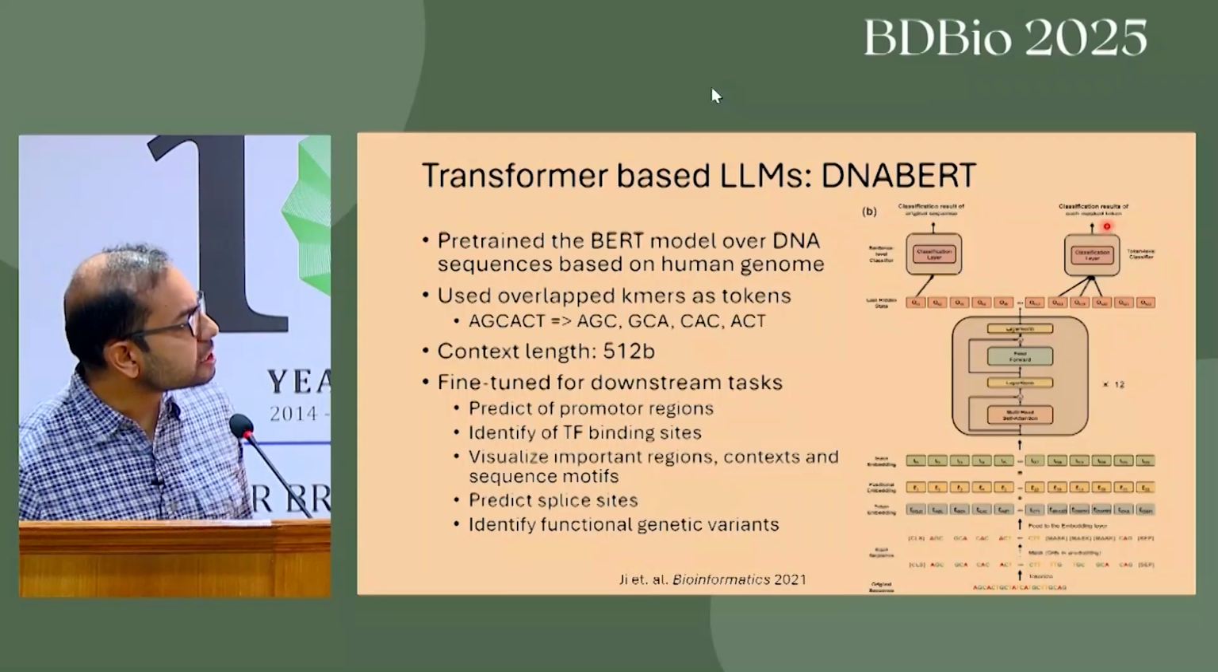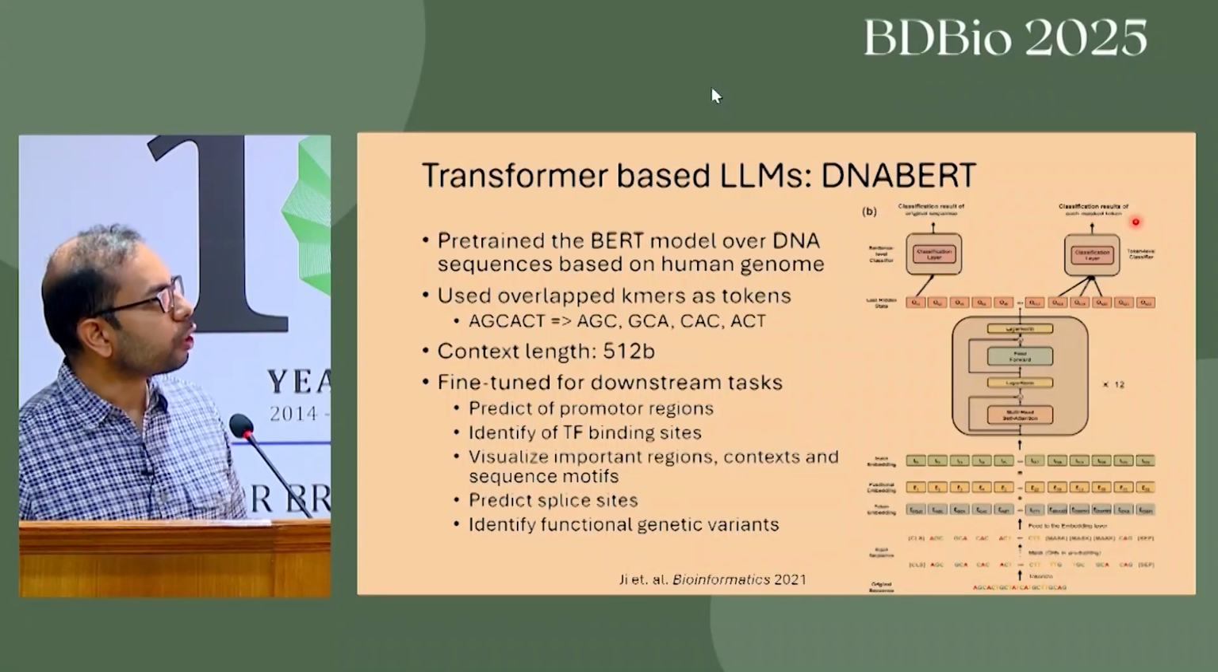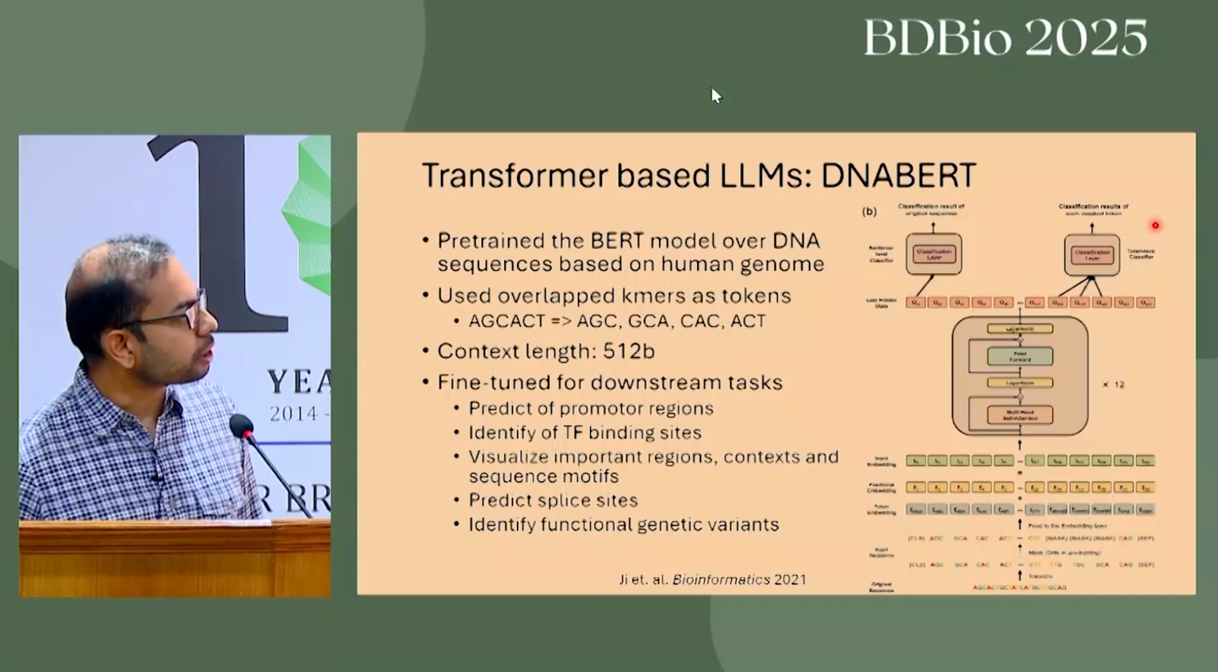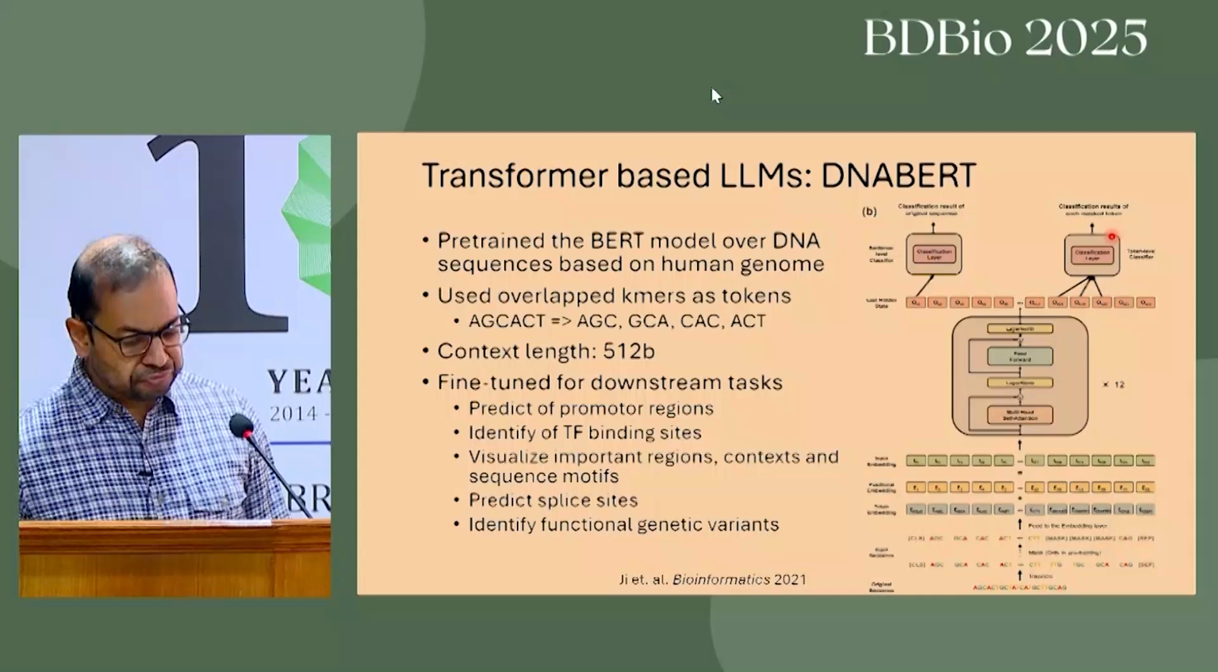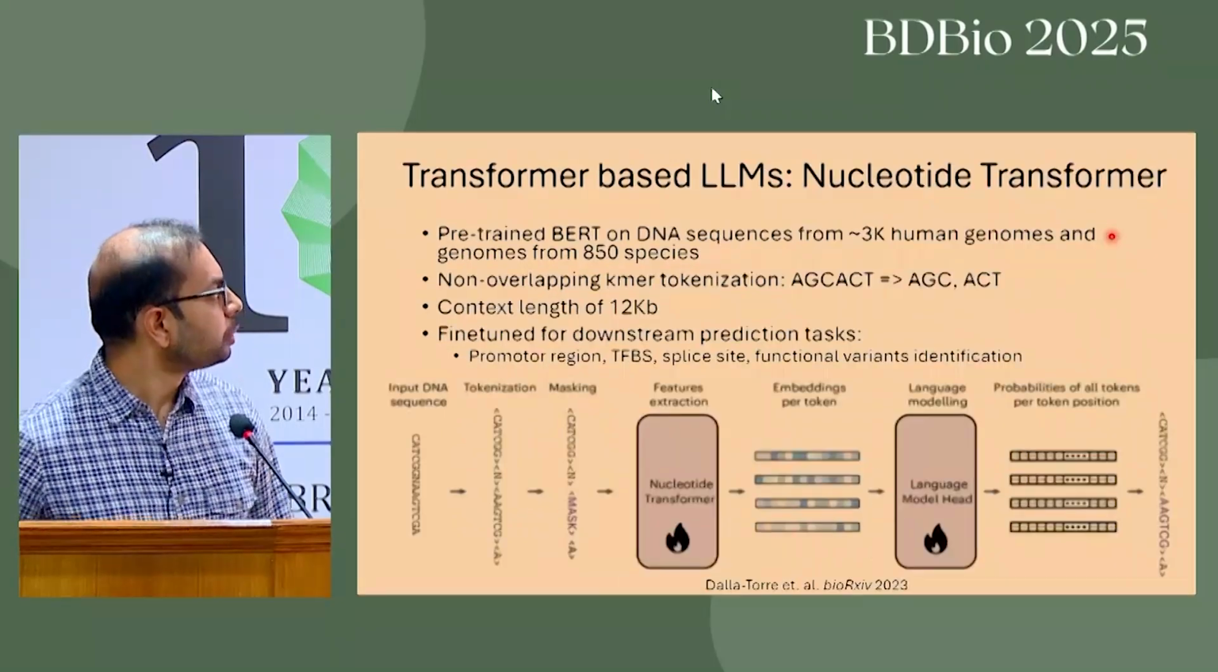So this one is basically giving out probabilities for each token, each masked token. And then based on that probability, you can predict what the next token would be. So this is DNA BERT.